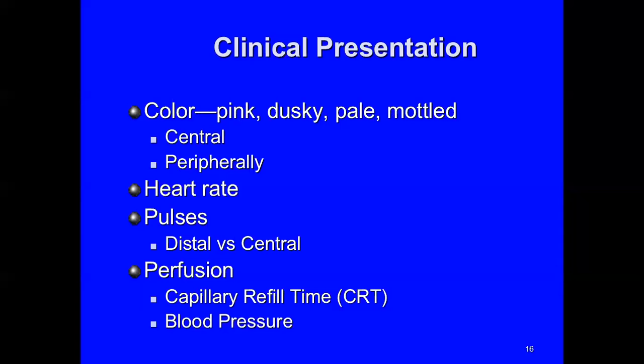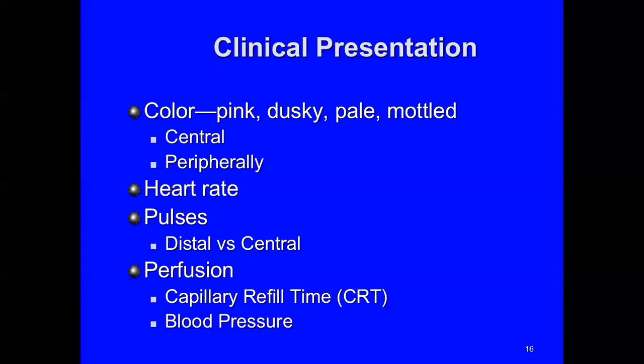Okay. So you will notice, most probably, the color of the baby, whether they are pink in color or dusky, and after that they can appear pale in color. Some central, most probably peripheral, location, and also the heart rate and the pulses.